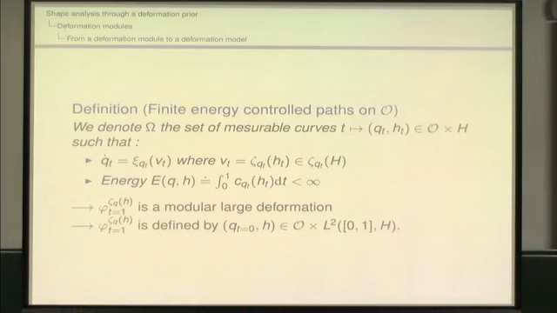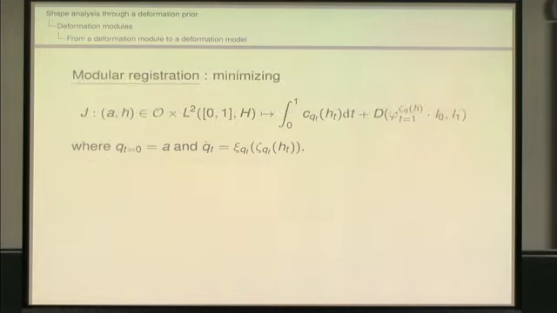So in the following, I will parameterize the modular large deformation by an initial geometrical descriptor and a trajectory of control. So now, if we want to use these modular large deformations in order to perform registration, we obtain this minimizing problem. So we want to minimize this functional that is defined on a set of geometrical descriptors and L2 trajectories of controls. To each couple like that, we can associate the trajectory of geometrical descriptors starting at A and satisfying the same differential equation as previously. We obtain a trajectory Q of geometrical descriptor.